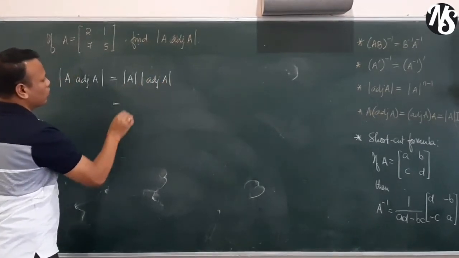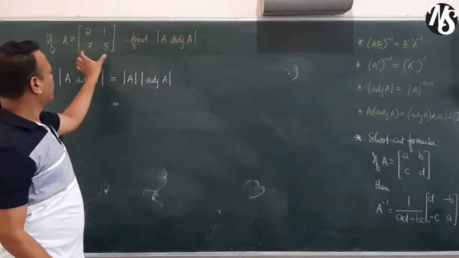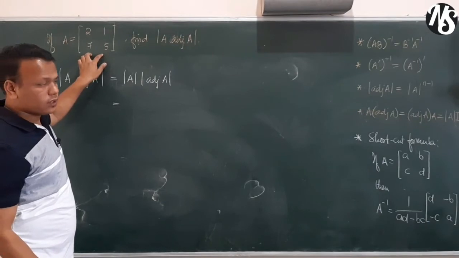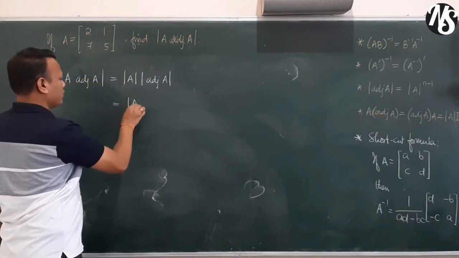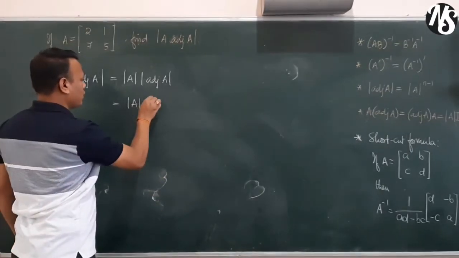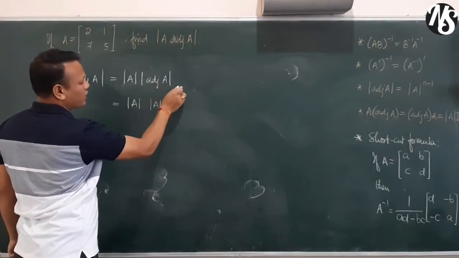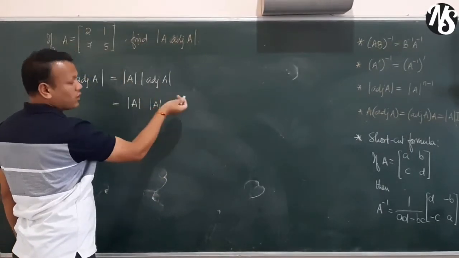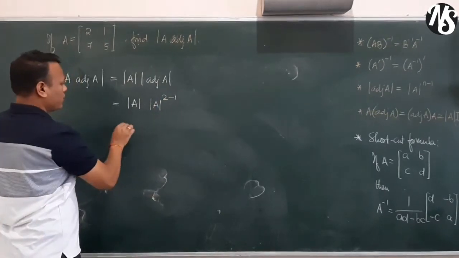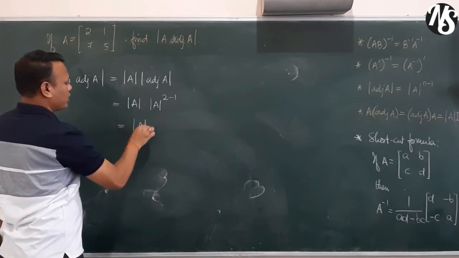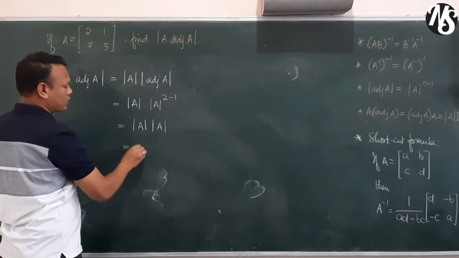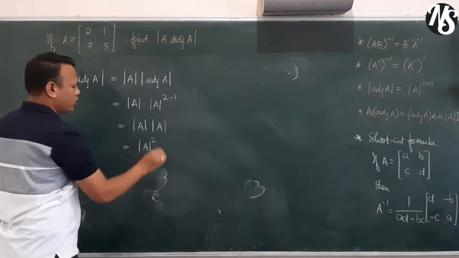Now, what is the order of this matrix A? What is the value of n? n is 2, isn't it? So using the third formula, this becomes A to the power n minus 1, that is 2 minus 1, which is just 1. So basically, what is this? This is the determinant of A squared.